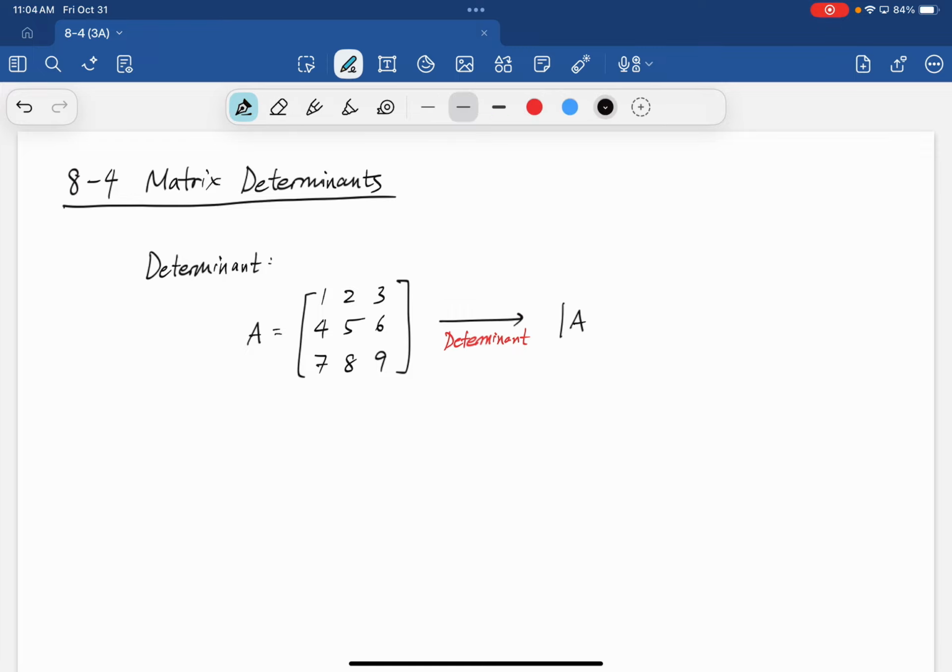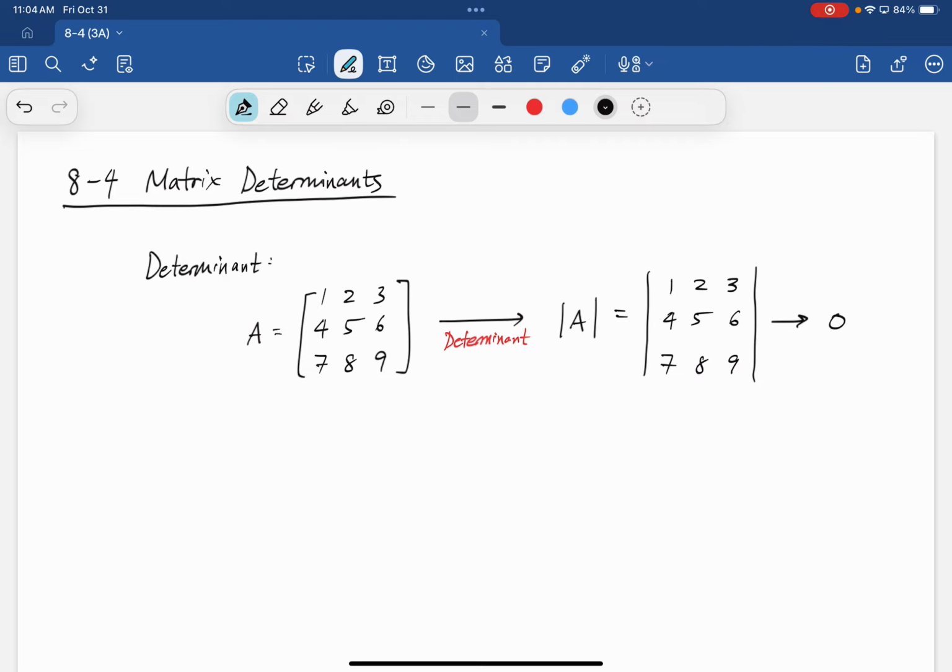So it kind of looks like an absolute value, but it's not. And we indicate it, instead of using square or round brackets, we use vertical bars. Okay, so that's what a determinant looks like in terms of its notation. And so the determinant is always a number. So for this matrix, it's actually equal to 0, which we'll calculate soon.